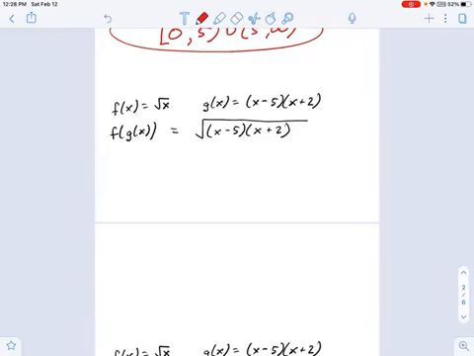F of g, and how do we find the domain of that? Well, this is a little bit of a nasty one. And the way you want to approach these is you look at two sources of domain restrictions. They're going to come from the inputs, or the input function, which is g of x, and they're also going to come from the output function, which is f of g of x. Those are our two sources of domain restrictions.